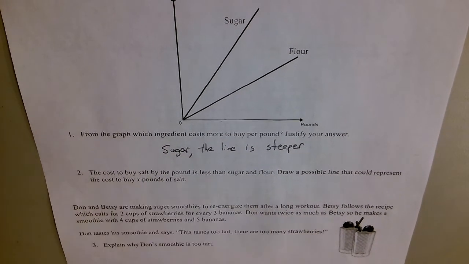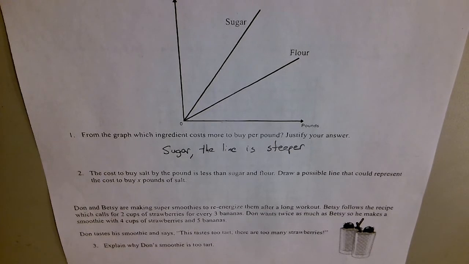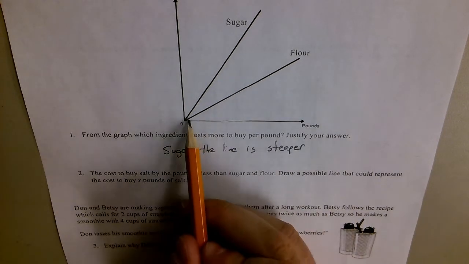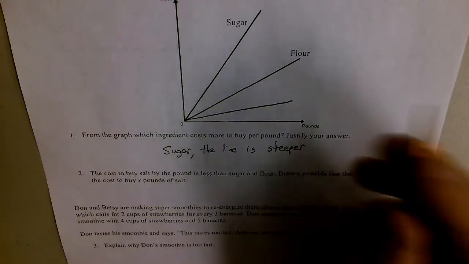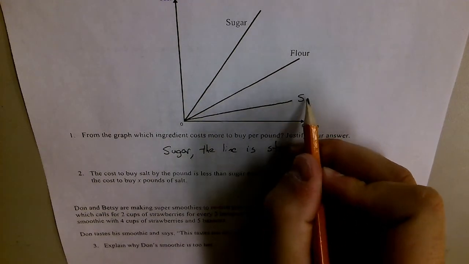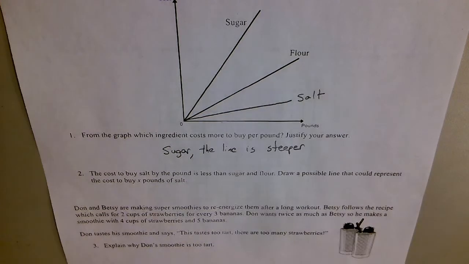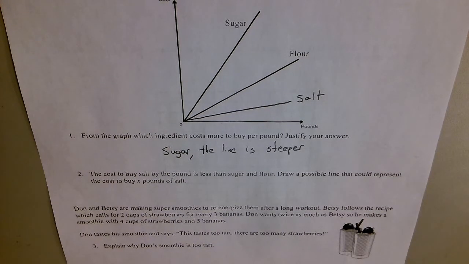Then the cost to buy salt by the pound is less than sugar and flour. So draw a possible line that could represent the cost to buy the X pounds of salt. So we know that it costs less, so it needs to be less steep than these two. So anything underneath flour would be a good line for salt.